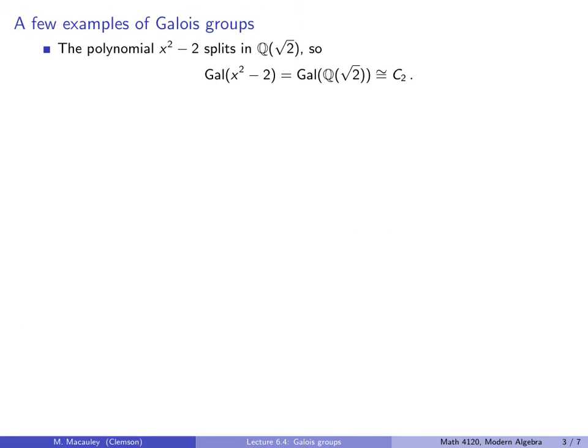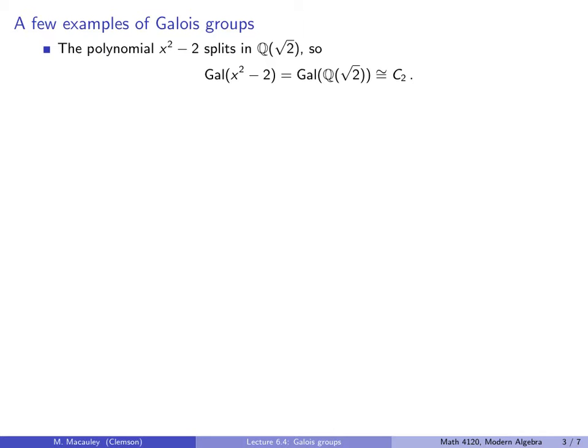Let's do some examples of Galois groups of polynomials. Now, a few lectures ago, we did examples of Galois groups of splitting fields, and we didn't prove all of our claims, but we did it in enough detail that hopefully it was convincing and enough to get the intuition.